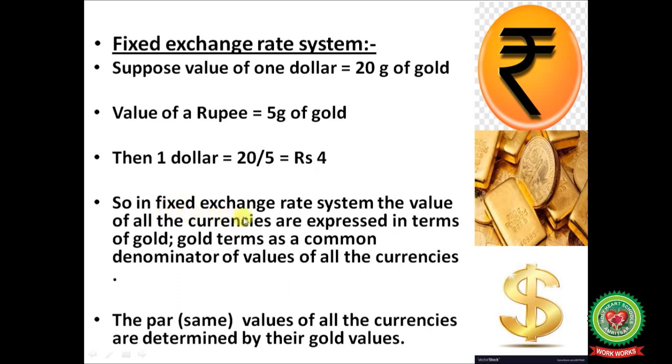So in the fixed exchange rate system, the values of all the currencies are expressed in terms of gold. Gold serves as a common denominator of the values of all the currencies. The par means same. The values of all the currencies are determined by their gold values.